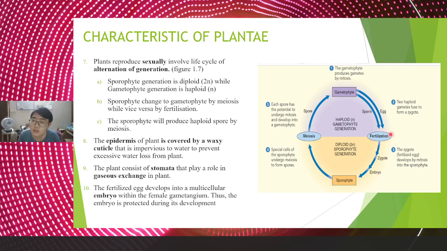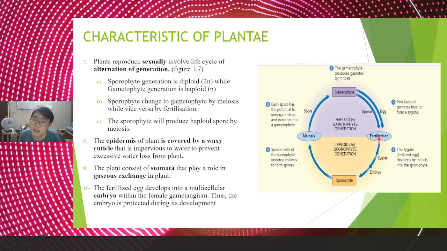So this here is only fertilization, because this is a general characteristic of plants. You have to know not all plants are flowering. Later you will know there is a classification of plants. Okay, after fertilization will form a zygote. The zygote, the fertilized egg, will develop by mitosis into a sporophyte.